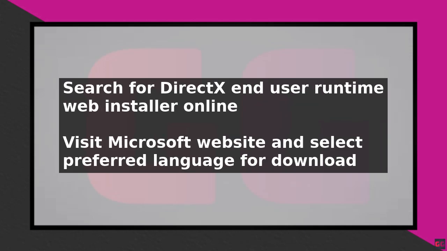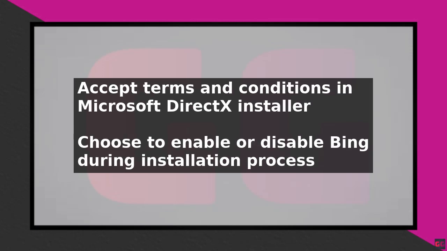To do this, simply search for DirectX End-User Runtime Web Installer using your preferred search engine, and then visit the Microsoft website. Select your preferred language, click Download, and then open the downloaded file. The Microsoft DirectX installer will appear, and you will need to accept the terms and conditions. Then proceed to the next step.